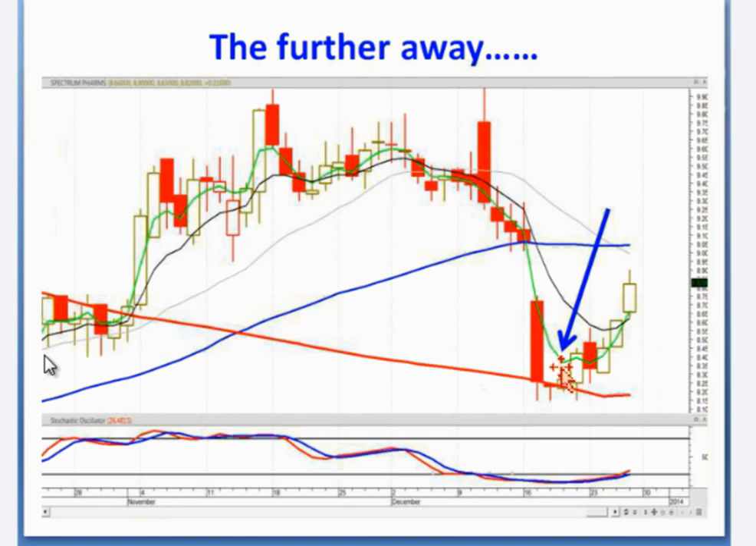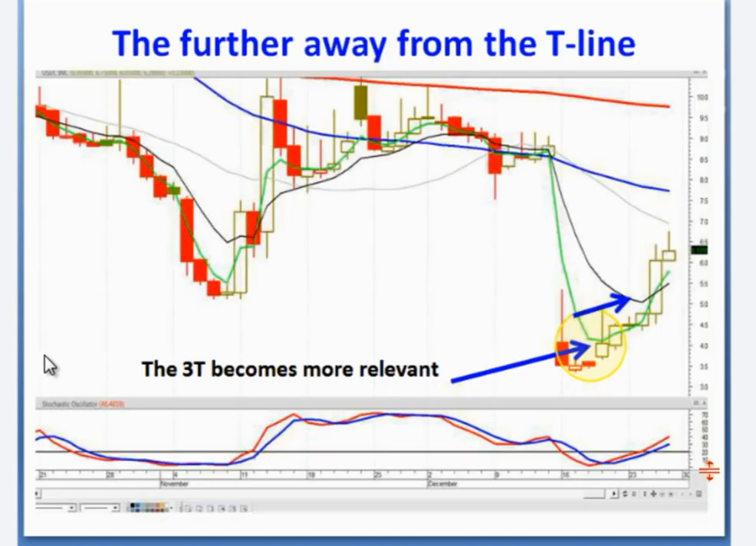But if I'm down here and I'm that far away from the T-line and I'm starting to see possible reversal signals, the probabilities are pretty strong that if I was short, this is a good area to start taking or covering your short position, because where is it likely to move to? At least come back up and test the T-line. That simple rule, the further away you move from the T-line, that's when your 3 T-line becomes more relevant.